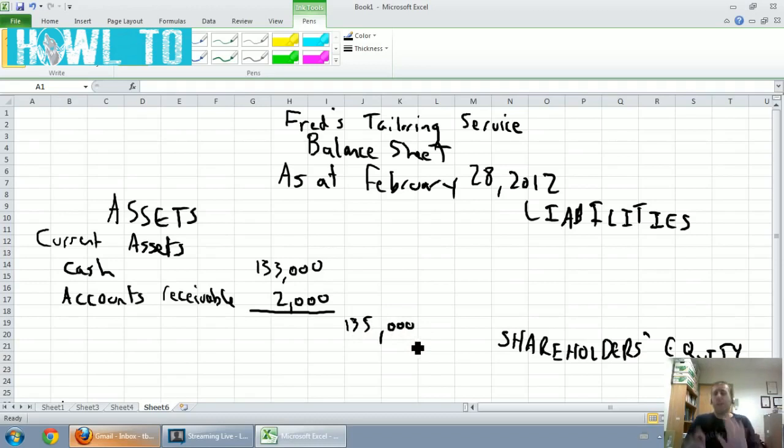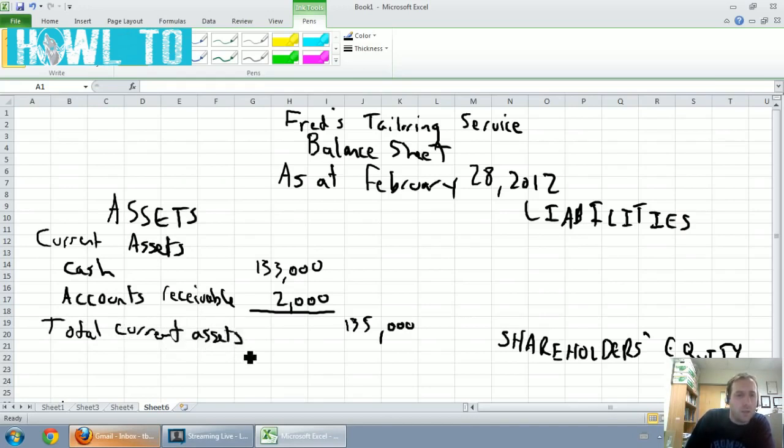You'll notice here, and again, your instructor might be a little different about how they want you to format things, but I would get my class to list things on the left and total on the right, just as we did in the income statement. If I only had one current asset, I would write it on the right-hand side. So you can see that there's kind of 2 columns here. So our total current assets, and a lot of times instructors don't even get you to write this. I do, but again, this is very stylistic. There's different options here. 133 plus 2 is 135. That's our total current assets.